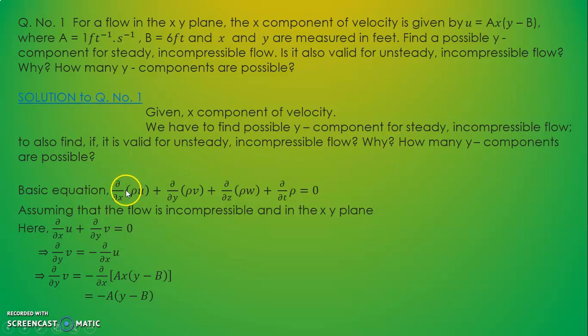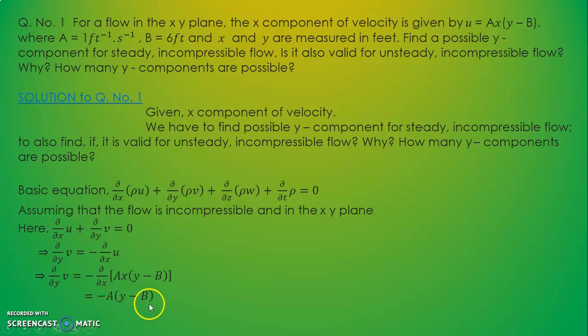Basic equation: del x of rho into u plus del y of rho into v plus del z of rho into w plus del t of rho is equal to 0. We are assuming that the flow is incompressible and in the xy plane. Here del x of u plus del y of v is equal to 0. Del y of v is equal to minus del x of u. So the final result we get is equal to minus a into y minus b.